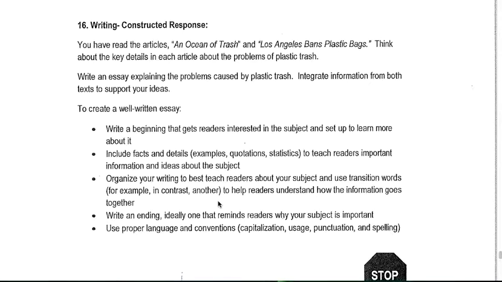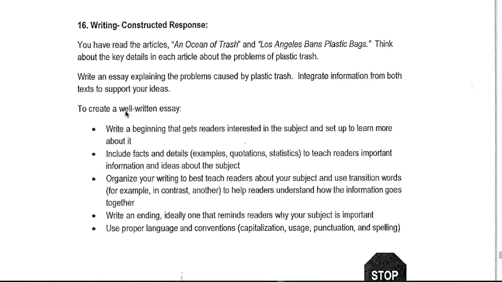Okay, for number 16, you're going to need your lined paper and a pencil to respond to the constructed response. You have read the article An Ocean of Trash and Los Angeles Bans Plastic Bags. Think about the key details in each article about the problems of plastic trash. Write an essay explaining the problems caused by plastic trash. Integrate information from both texts to support your ideas.